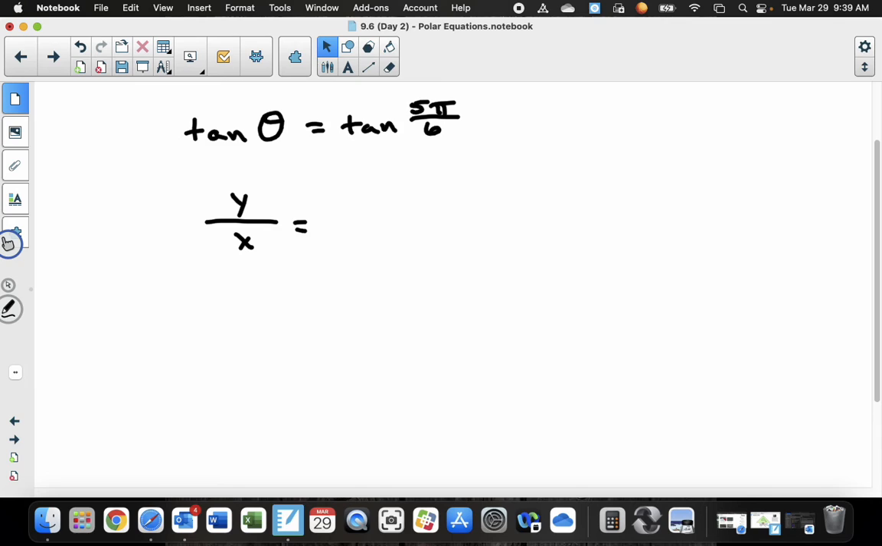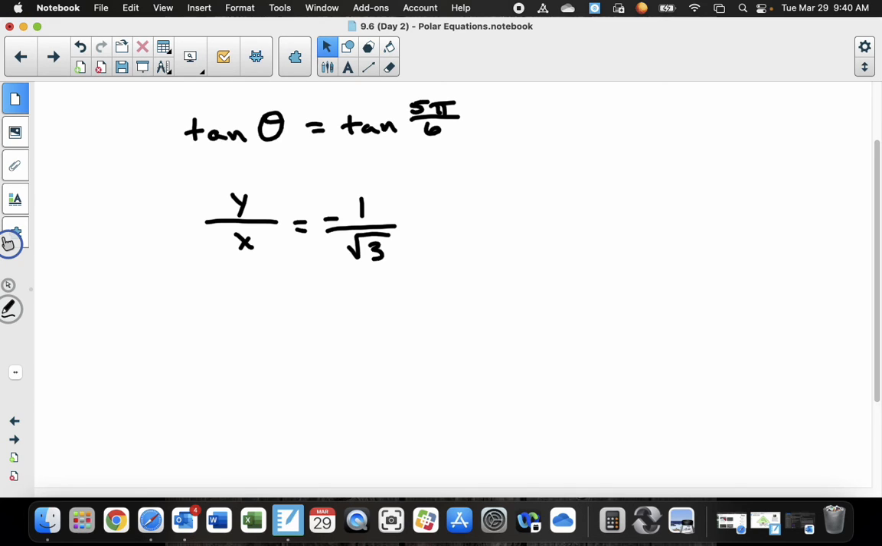Equal to, the nice part about the right-hand side, that's a unit circle value. What is the tangent of 5 pi over 6? Yep, -1 over the square root of 3, which you could rationalize the denominator, but you really don't need to. And again, you could stop right here, because you got theta out, you've got x's and y's.